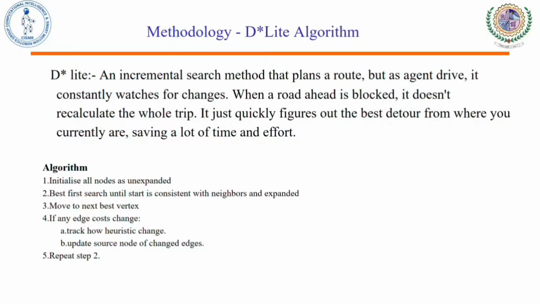Just initialize all the nodes as unexpanded, apply best first search until the system is consistent, and move to the next best. If any edge cost changes, then track the heuristic change and update the source node of the changed edges. And again, back to step 2, best first search, until the system is consistent.